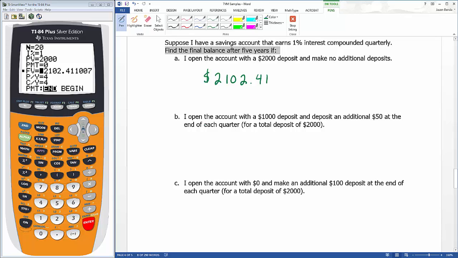Part B says instead of opening the account with 2,000, I'm only going to open with 1,000. Oops, 1,000, not 1. But then I'm going to make $50 in payments. Didn't earn quite as much.